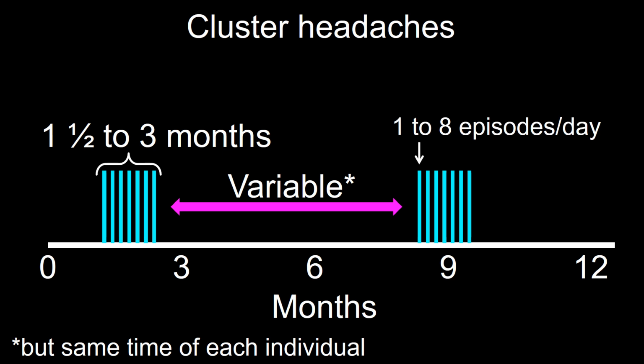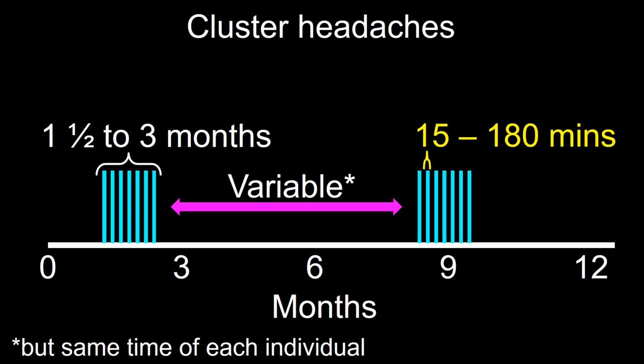During the cluster, the patient has 1 to 8 episodes of headaches per day, lasting from 15 to 180 minutes. The onset of the headache is always at the same time. It is said that you can set your clock by it. They usually start at night, but at times they may be precipitated by drinking alcohol or performing exercise.